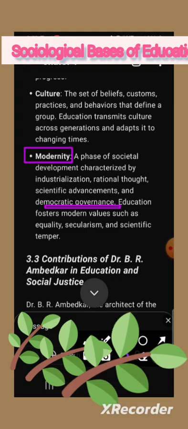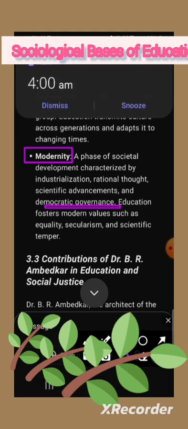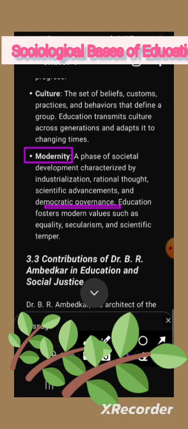promotion of individual freedom and equality, technological advancement, the role of education in preparing individuals for technological and industrial changes. Education is central to modernity as it equips individuals with the skills, knowledge, and attitudes necessary for progress and development.